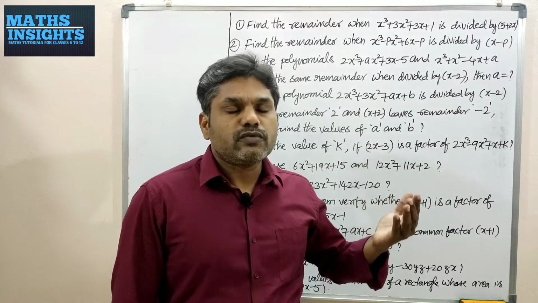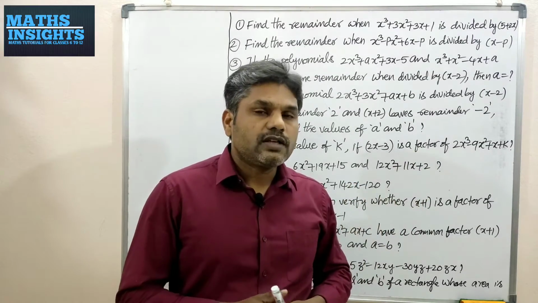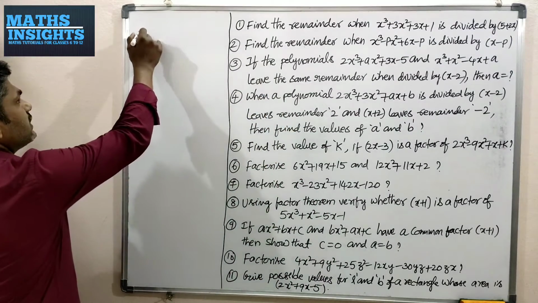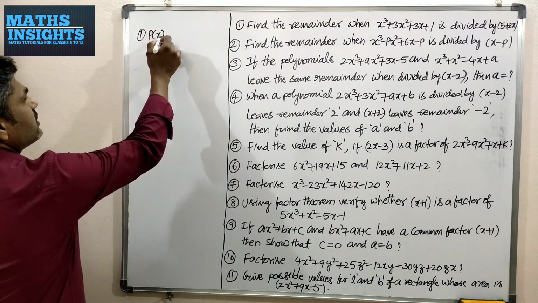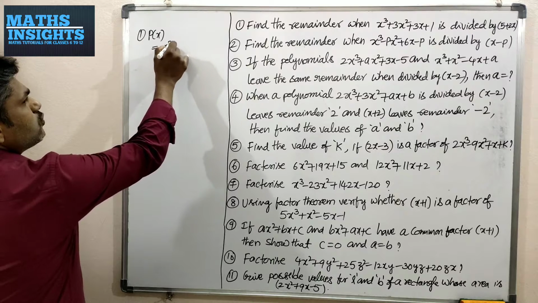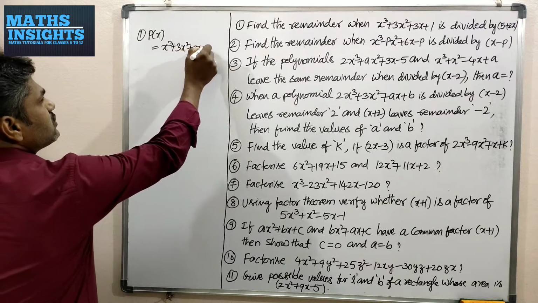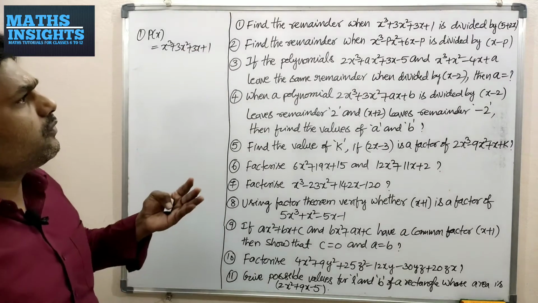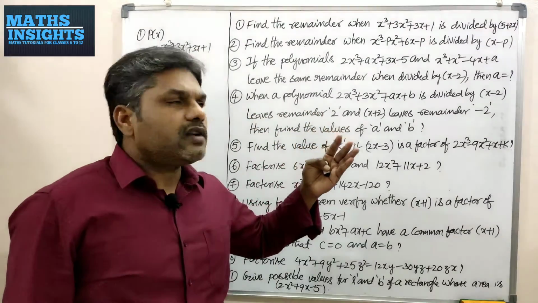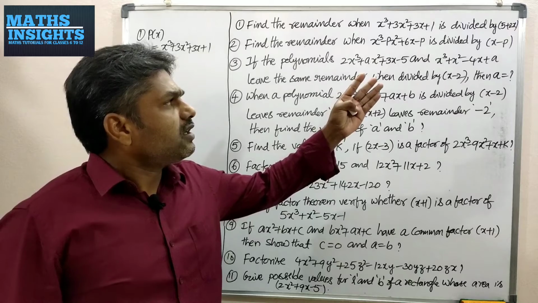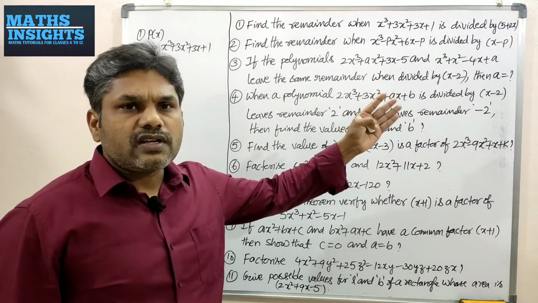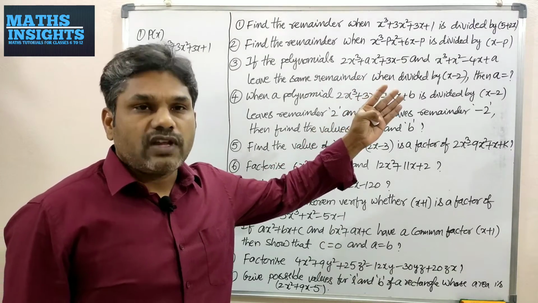You have to assume the given polynomial as p of x. I am writing it as p of x. P of x is equals to x cube plus 3x square plus 3x plus 1. And they are asking you have to find the remainder when it is divided by 5 plus 2x. In that you have to find the x value.